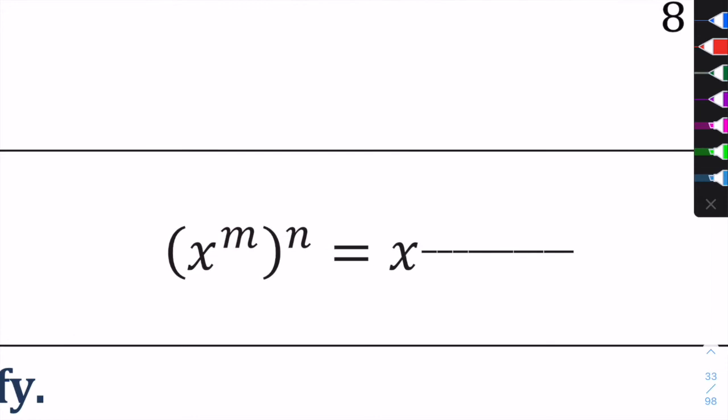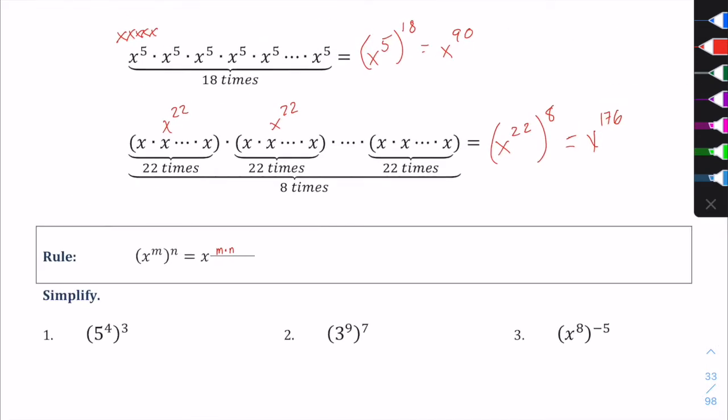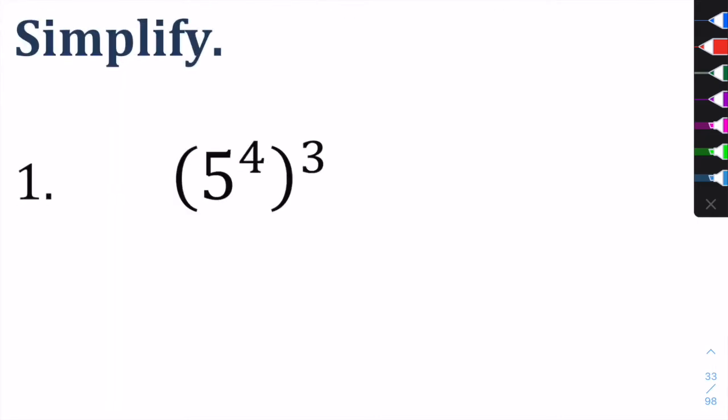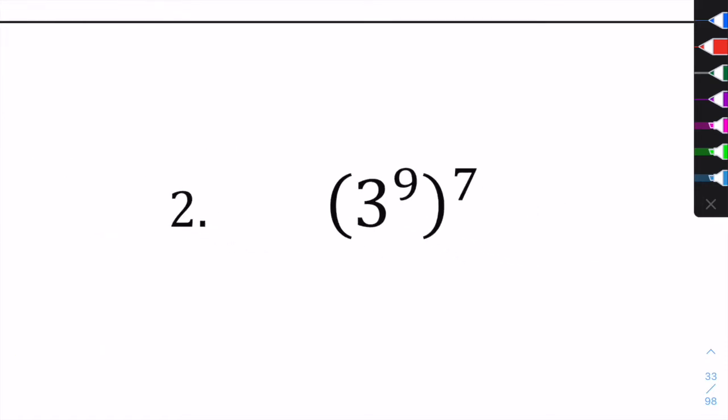Okay, if you haven't made the rule yet, let's go ahead and do this. If it's x to the m, also to the n, that means there's m groups of n x's. Oh, geez. Or x to the m times n. All right, let's actually go ahead and apply this to some examples. 5 to the 4th to the 3rd, that's going to be 5 to the 12th. We multiply those exponents. Done.